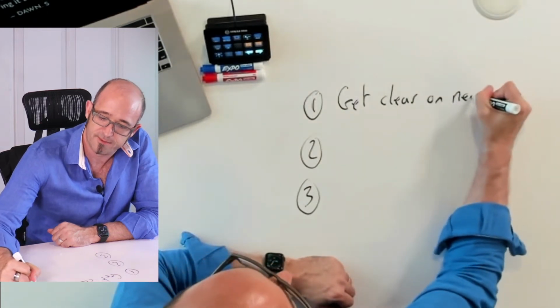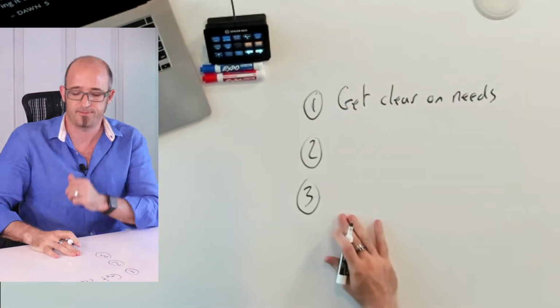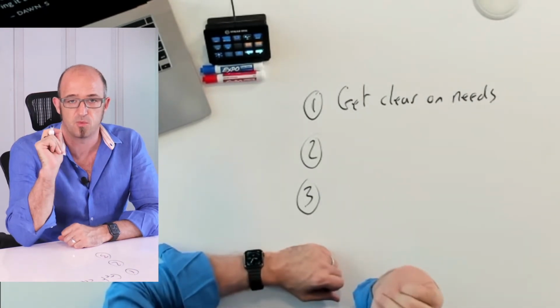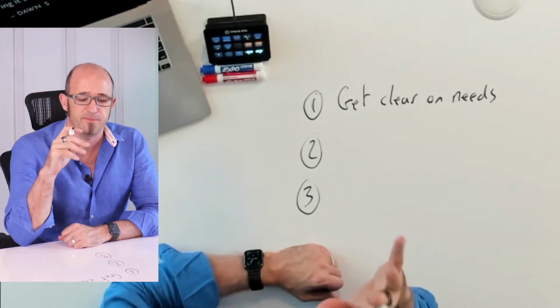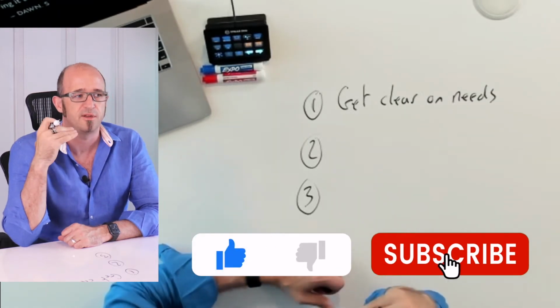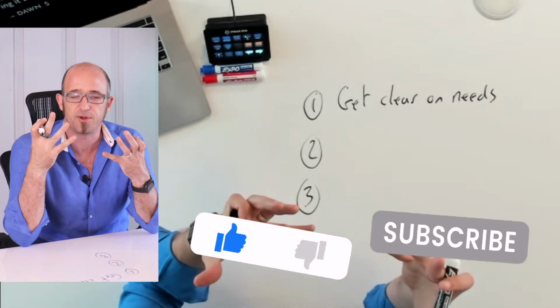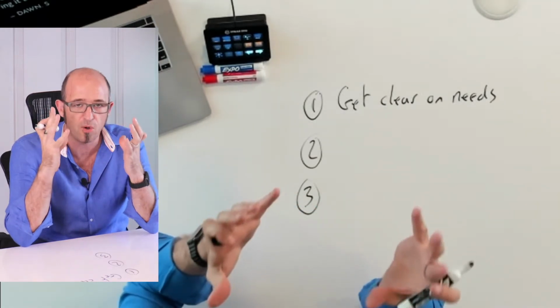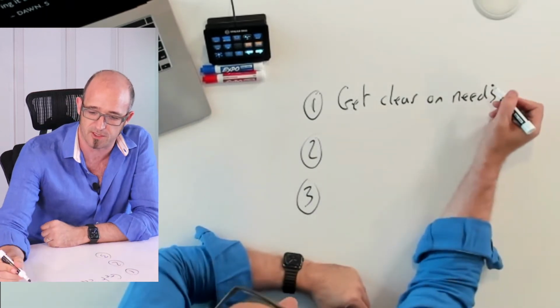The first thing you're going to need to do is get clear on needs. In other words, what does your audience want? Who is your audience and what do they care about? The reason we start here is that if you can't have a reasonable guess of what your audience wants, then you're going to be in real trouble, because the whole goal of a community is to be super valuable to your audience.